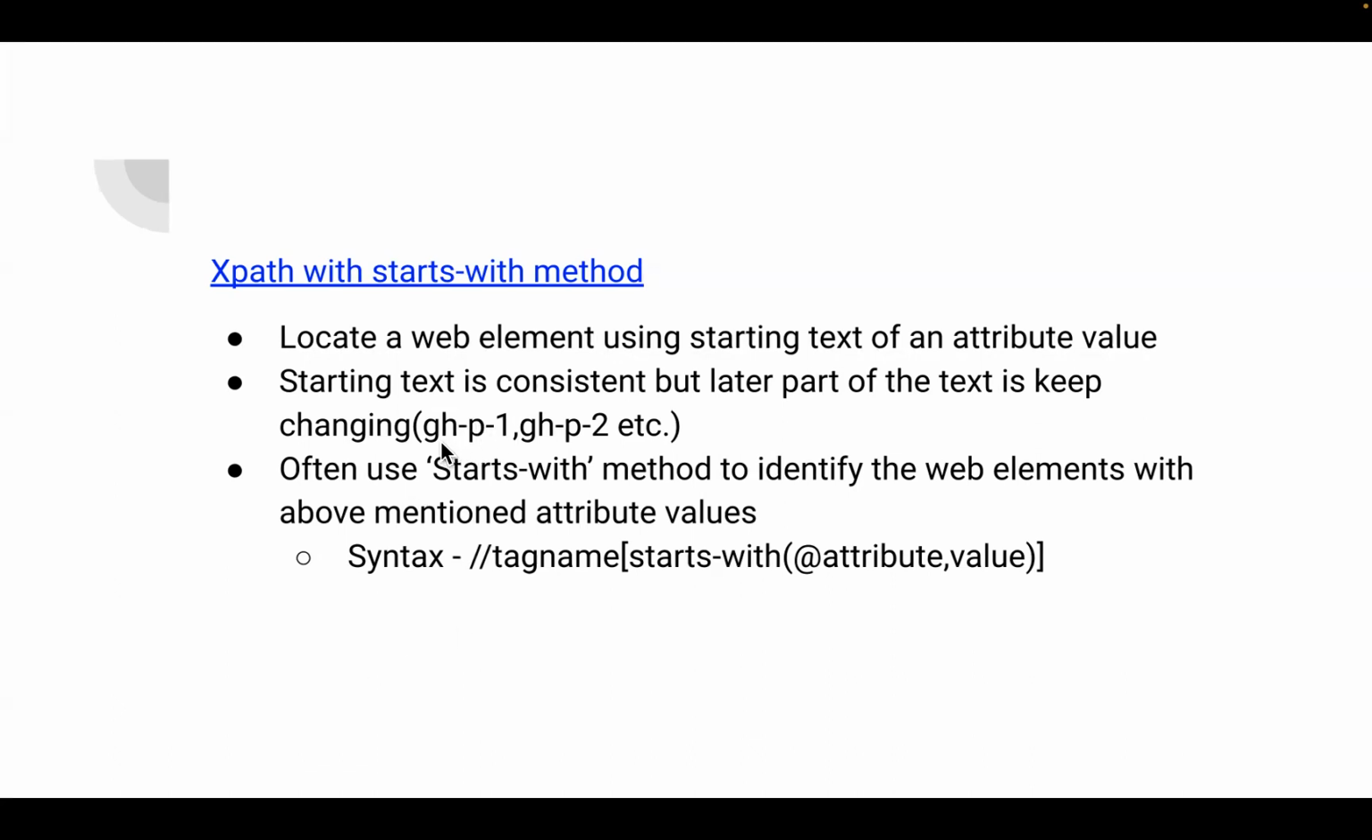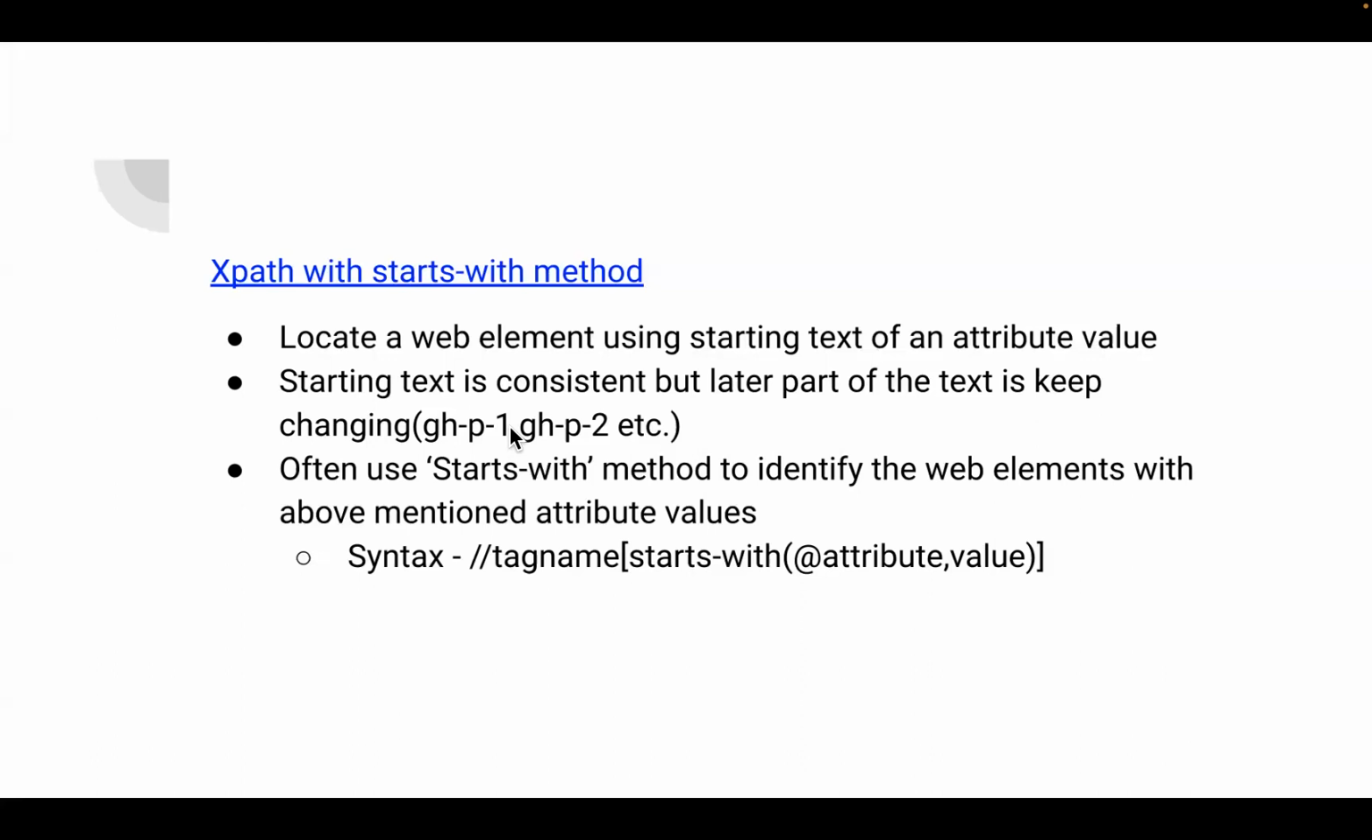For example, GH-P-1, GHP-2. So GHP remains the same and does not change, whereas the numeric value followed by P dash keeps changing. On this occasion, we should use the starts-with method in order to identify the web elements uniquely.